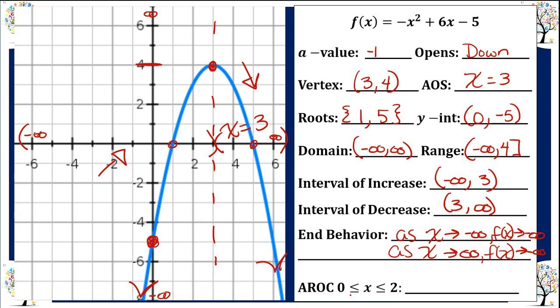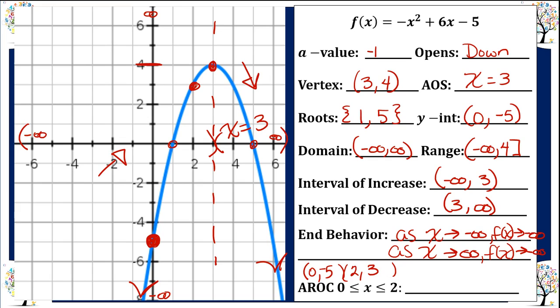Now we are going to find the AROC over the given interval 0 and 2. So really, this is like finding the slope given two points, and they always will give you the x values of the two ordered pairs. So when x is 0, y is -5. When x is 2, y is +3. So these are the two ordered pairs.